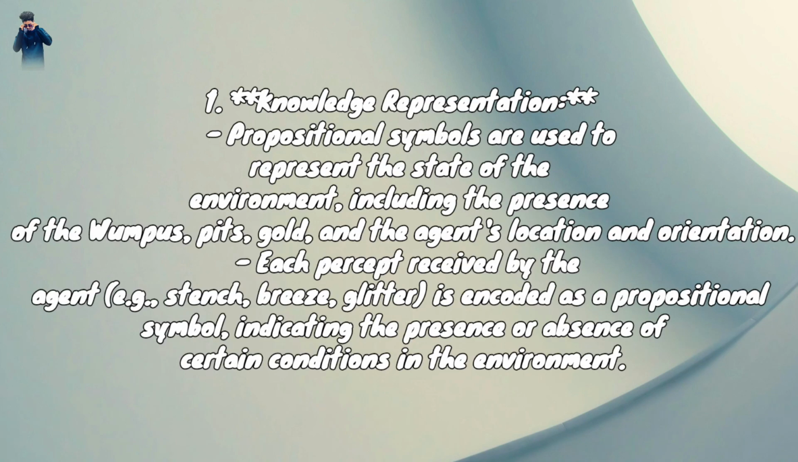1. Knowledge representation. Propositional symbols are used to represent the state of the environment, including the presence of the WUMPUS, pits, gold, and the agent's location and orientation. Each percept received by the agent, for example, stench, breeze, glitter, is encoded as a propositional symbol, indicating the presence or absence of certain conditions in the environment.